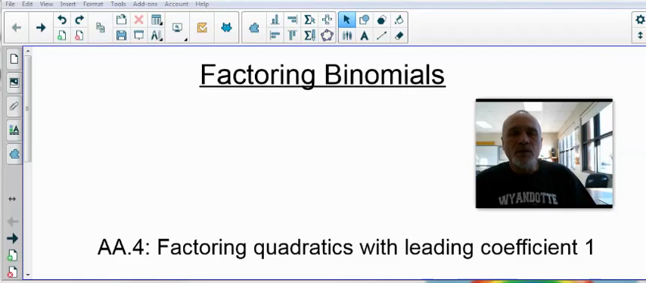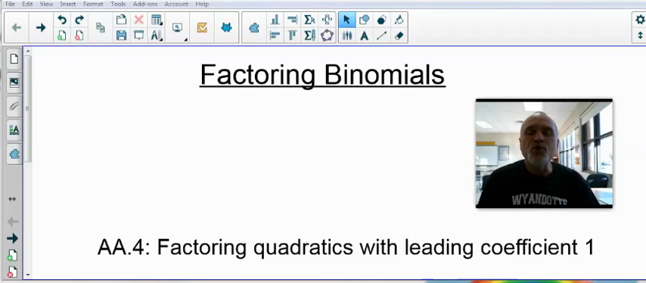Okay, welcome back everyone. Today we are going to learn how to factor binomials, which is actually factoring a quadratic, and I'll explain that in this lesson. This is covered in IXL's AA4, factoring quadratics with a leading coefficient of 1. And I'll explain what that means as well. Okay, let's go ahead and get started.